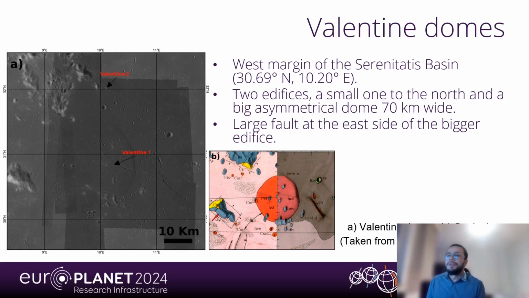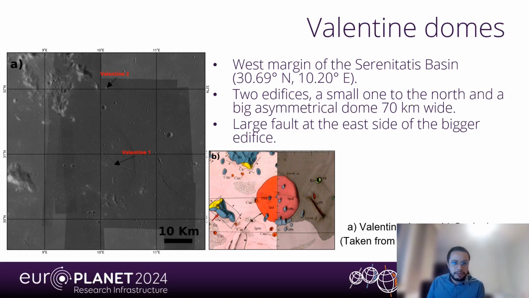So the Valentine domes are located in the west margin of the Serenitatis Basin. It is actually really close to the rim of the basin, which is something important about the geological setting that we have in general. The Valentine domes were initially identified by Lena et al. in 2006, and they were able to identify two main bodies.